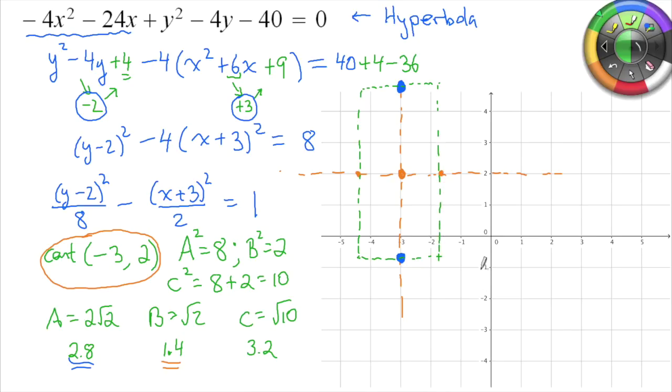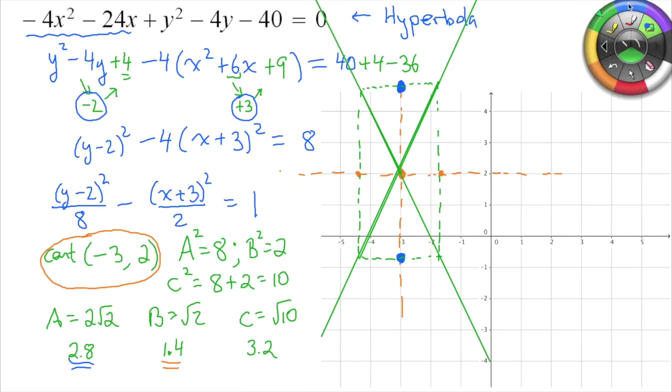And then draw in my asymptotes, or try to. I'll use the computer to do it. Wrong color. Go with green. So we'll start here and draw a line through that corner. Start here, draw a line through that corner. And then go backwards.